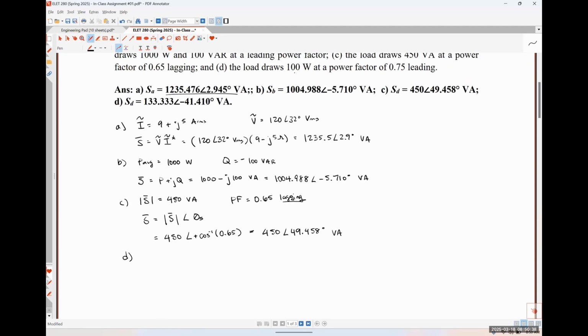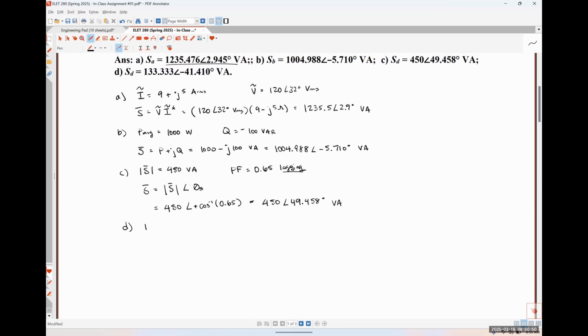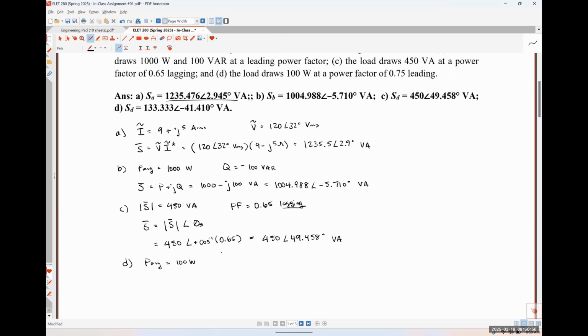now we're told that our load is drawing 100 watts. So whenever I have the units of watts, what part of the power am I talking about? Average power, okay? So P average is 100 watts. My power factor is 0.75 leading.